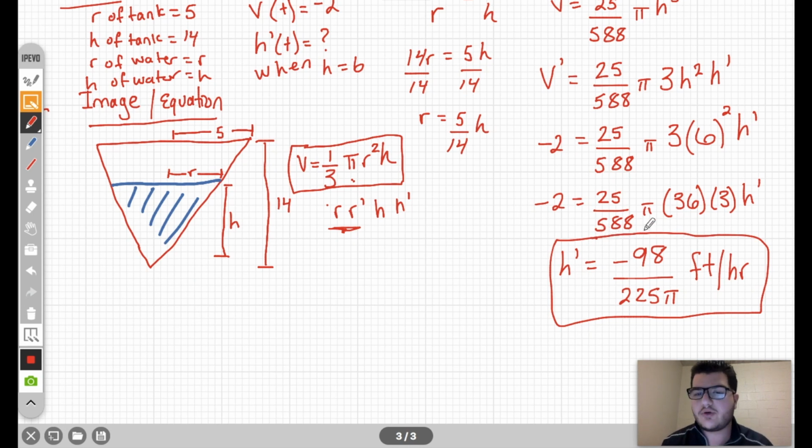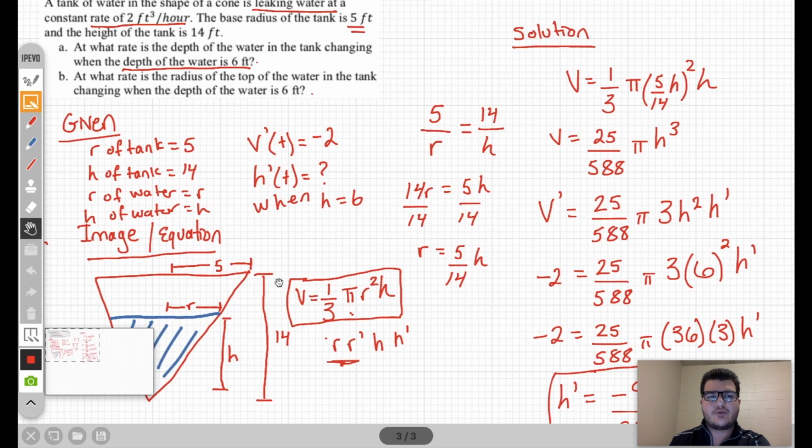Again, I don't want to do all the work for you, so make sure you know how to solve for h prime here by multiplying the 36 by the 3, multiplying that by the 25 over the 588, and then dividing everything out over this -2 to solve for h prime. So that's what the question was asking for in part A.